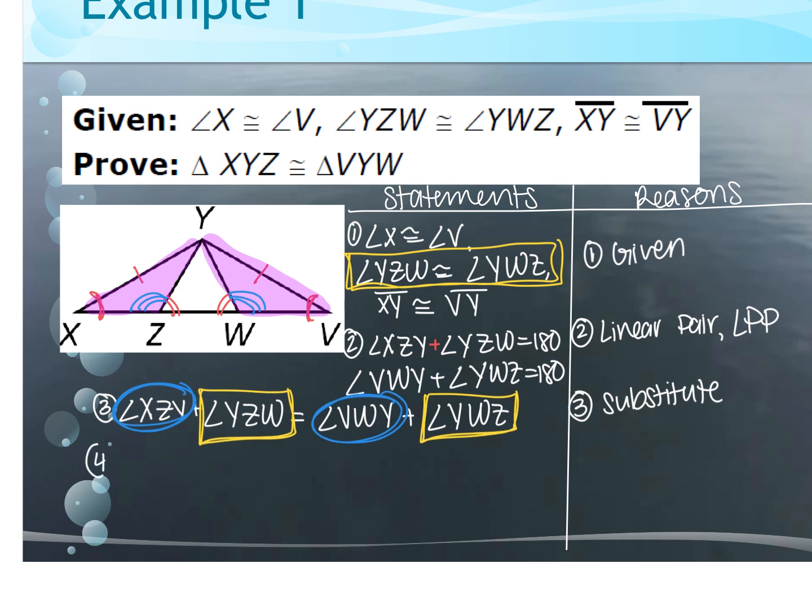So 4, I'm going to keep this here, angle XZY. I'm going to go ahead and substitute plus angle YWZ equals angle VWY plus, I'm going to keep this one the same, but this is what I'm going to get rid of. So for this step, all I still did was substitution.